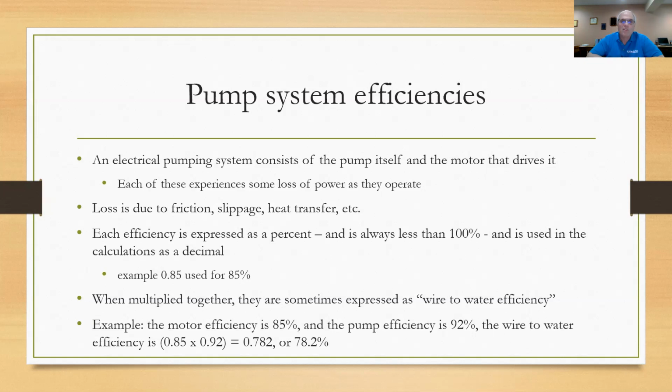For example, the motor efficiency is 85%, and if the pump efficiency is 92%, the wire to water efficiency would be 0.85 times 0.92, or 0.782, 78.2%. So that's wire to water efficiency. So if I gave you the wire to water efficiency and the motor efficiency, you could use those numbers to get the pump efficiency and vice versa. So think about those terms also.